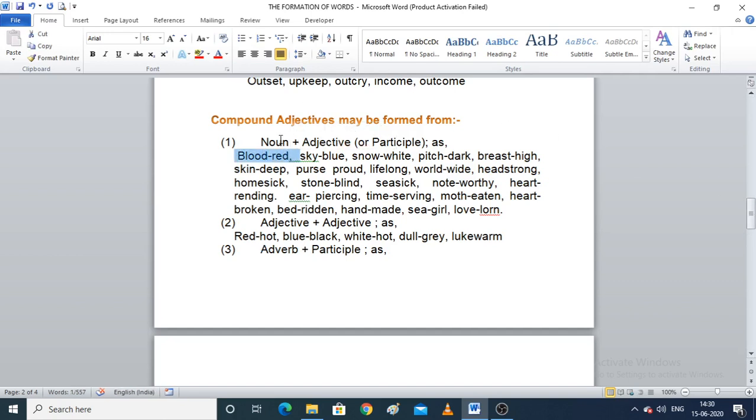Blood is a noun, whereas red is an adjective. Sky is a noun, whereas the color blue is an adjective. When you add two adjectives, it also forms a compound word. Red is an adjective, whereas hot is also an adjective. Okay.